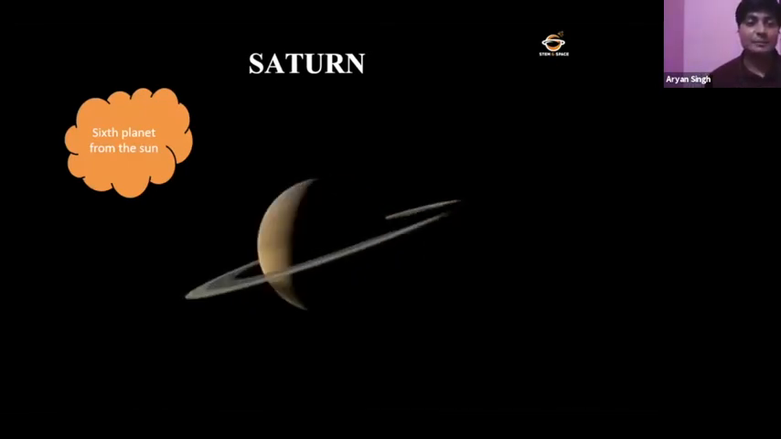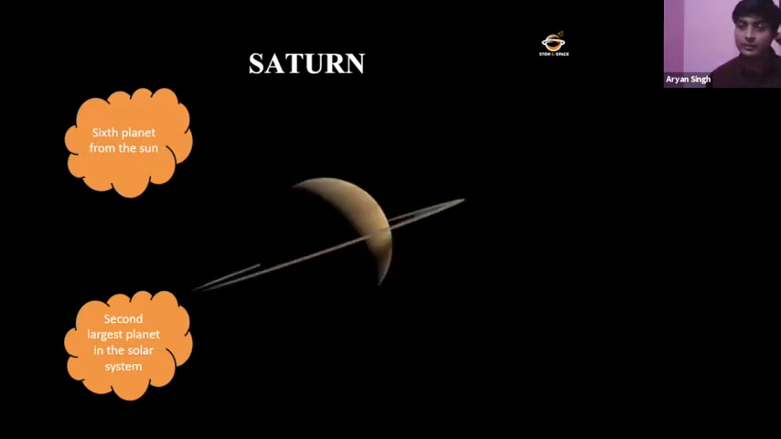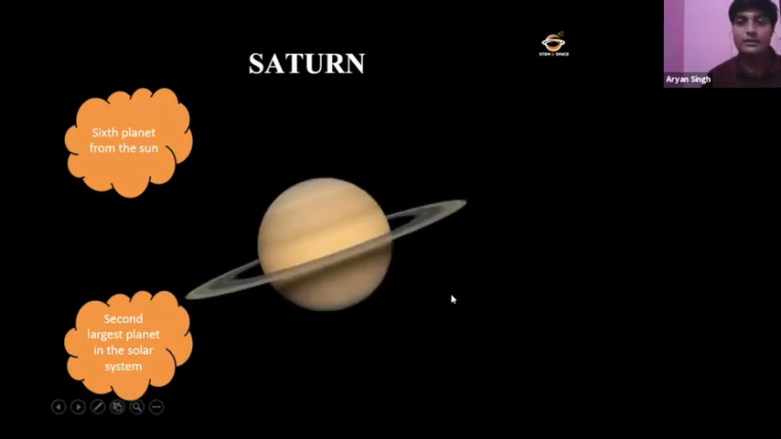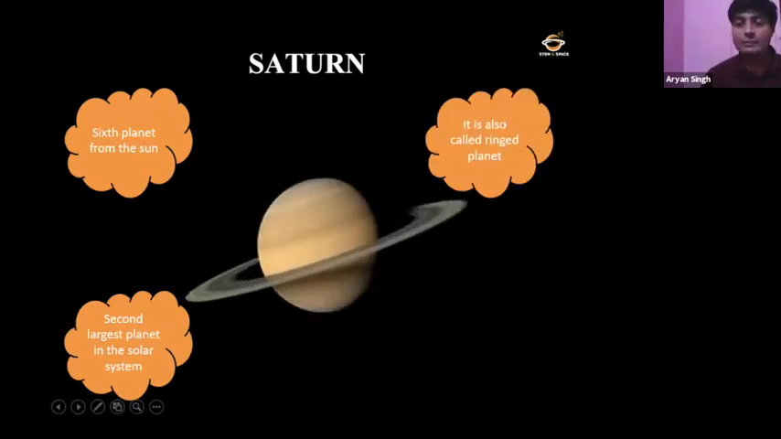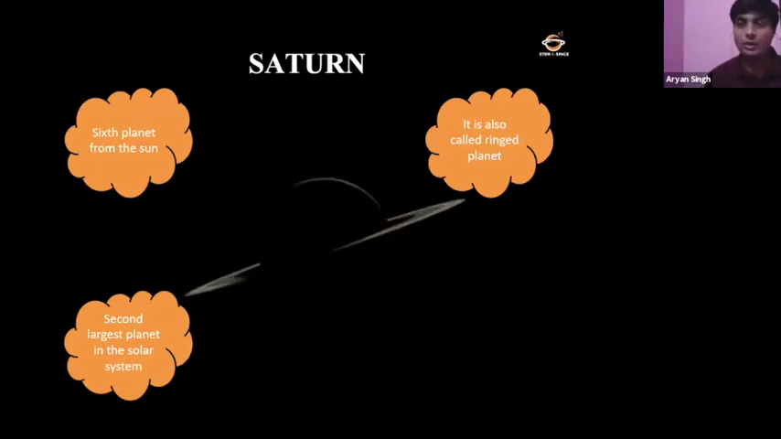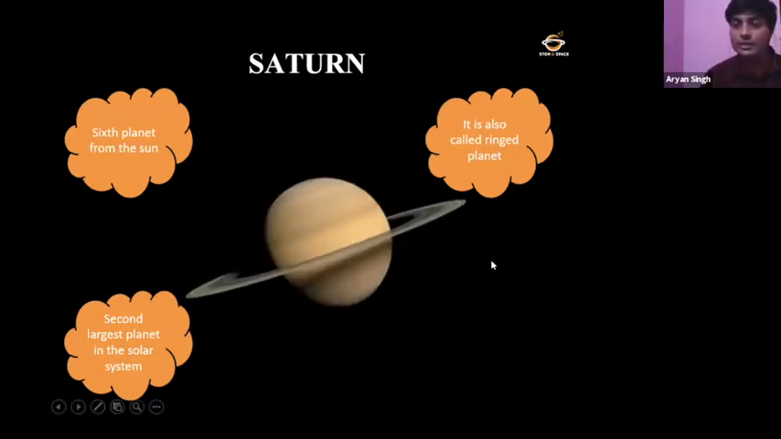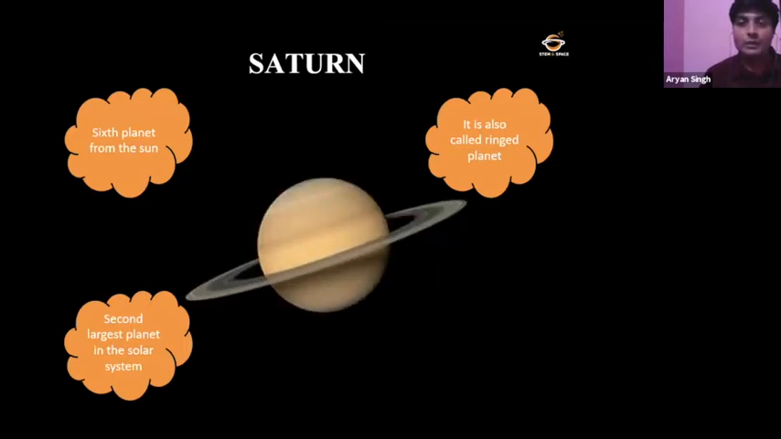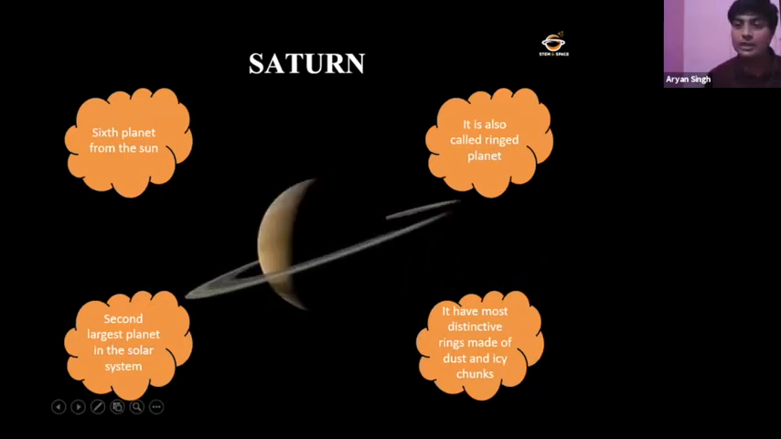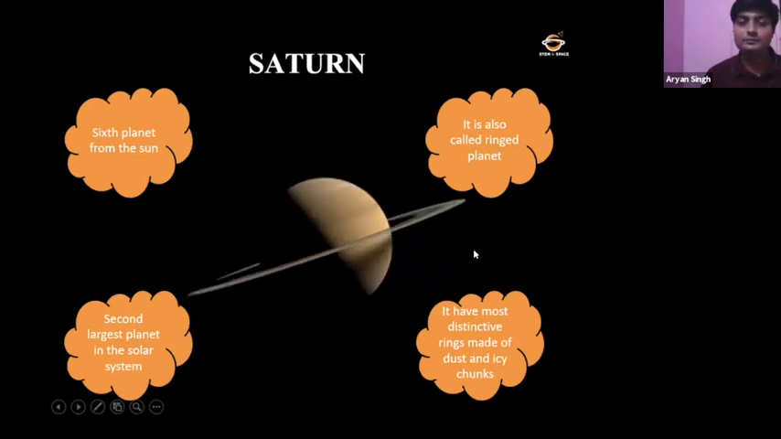So this is the sixth planet from the sun, the second largest in the solar system. The first largest is Jupiter, and after Jupiter, this is the second largest planet. Okay, and it is also called the ring planet, and we know why. We can see the beautiful, very broad rings of Saturn very easily. It has got the broadest ring in the solar system. Now, what are these rings actually made up of? These are basically made up of dust, icy chunks, and small rocks. So this is the composition of the rings.